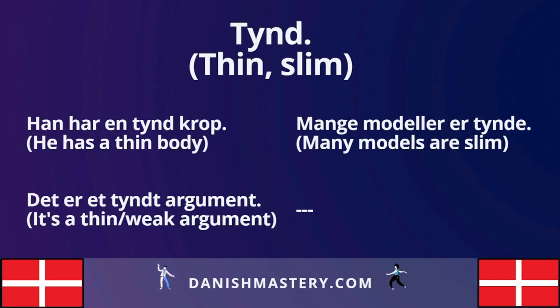We move on. We have tynd. Tynd is like thin or slim. Han har en tynd krop. He has a thin body. Easy. Very easy. Krop. Practice that. Look in the mirror and say krop, for the pronunciation. Han har en tynd krop.